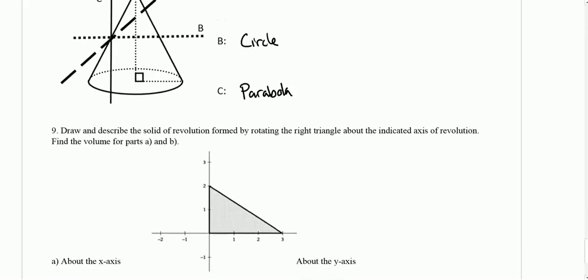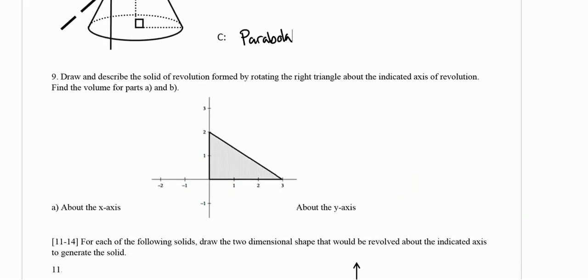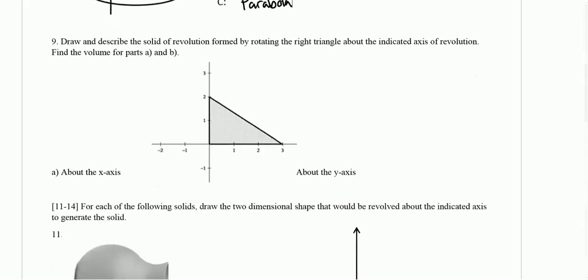Number 9, we're asked to draw and describe the solid of revolution formed by rotating the right triangle about the cylindrical axis of revolution. Find the volume for parts A and B. So for part A, we're going to revolve it around the x-axis. Here's the x-axis. So you've got to picture it hinged to the x-axis, and so it begins to circle around, and so you have it mirrored down here, but then it's 3D, so it comes out, and it's rotating around in a circle here. So I don't know if you can picture this, but you see it's a cone on its side.